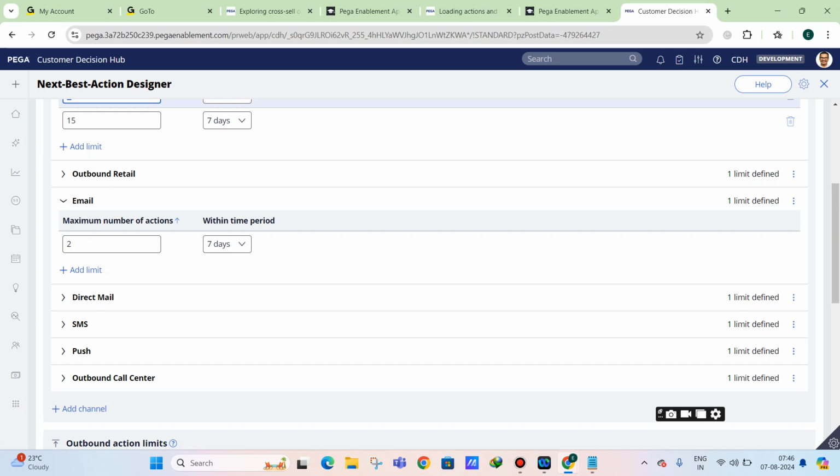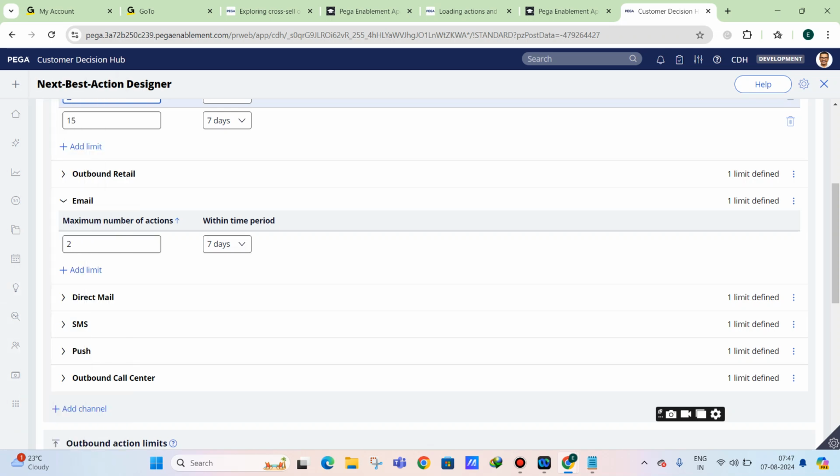So that means for each customer having the eligible actions, even though he is eligible for 10 actions, still we will send only 2 actions per week. Even though he is eligible for 10 actions, we are sending only two emails per week.